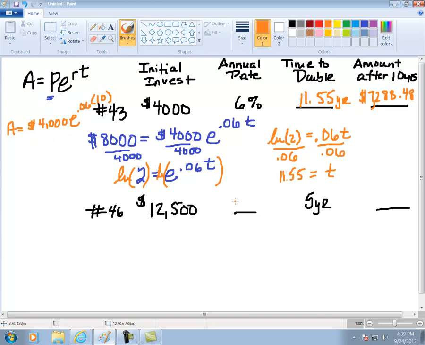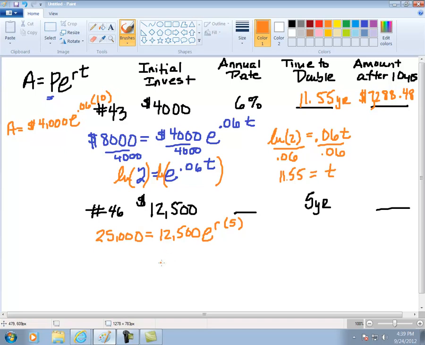All right, let's look at our second problem. Now we know it takes 5 years for it to double. We're starting with 12,500. So again, we're going to set this up similar to the one before. If it doubles, we have 25,000. We know that's equal to 12,500 because that's our initial, e to the r we don't know, but now in this case we know the time is 5.